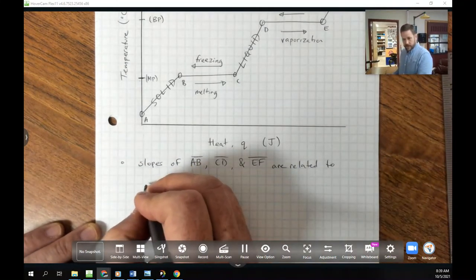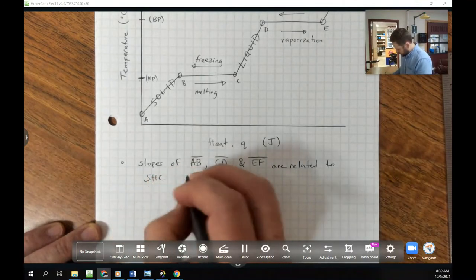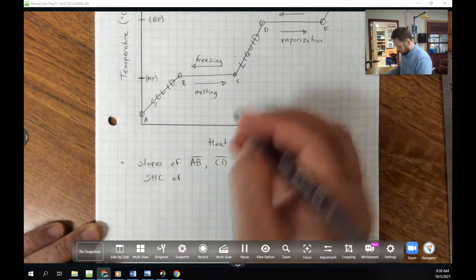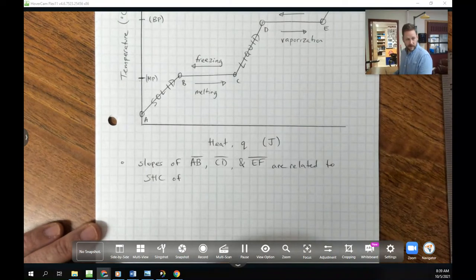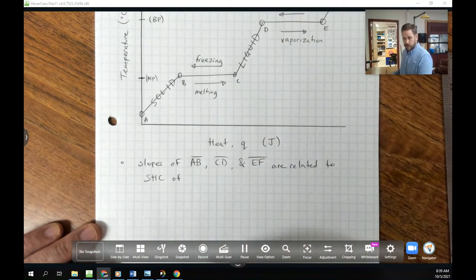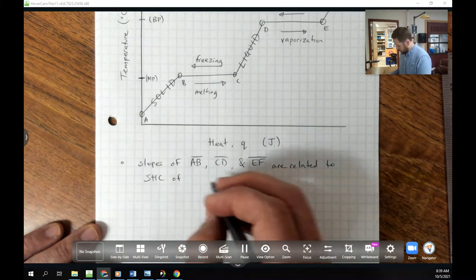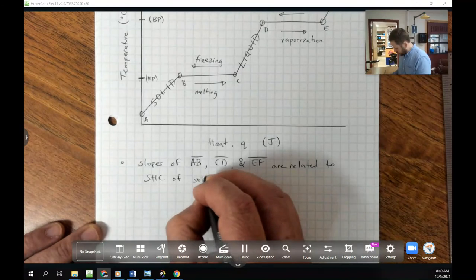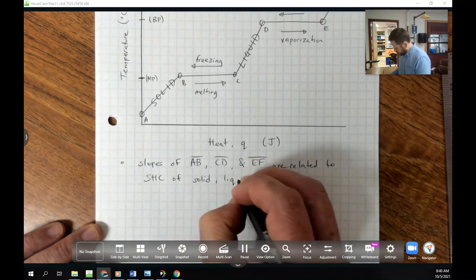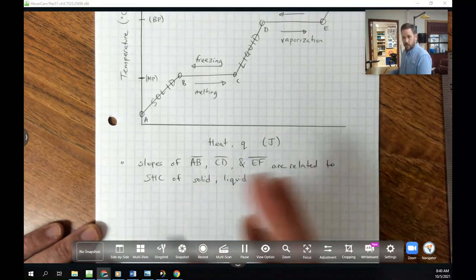The slopes of those lines are related to the specific heat capacities of the substances that are on this graph. So if this is the heating curve for water, then we're talking about the specific heat capacities of ice, liquid water, and steam. But this could also be, for instance, a heating curve for something completely different, like acetone or wax.